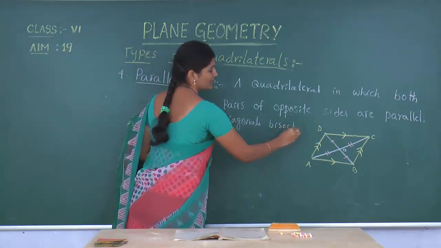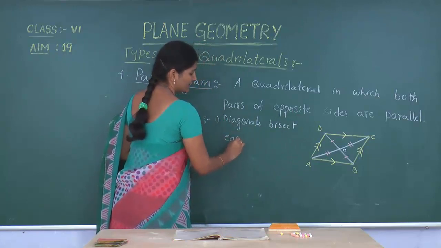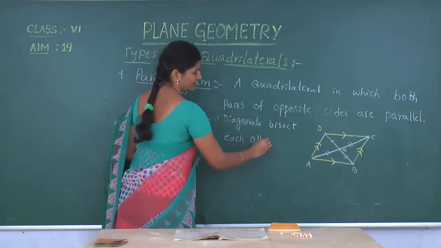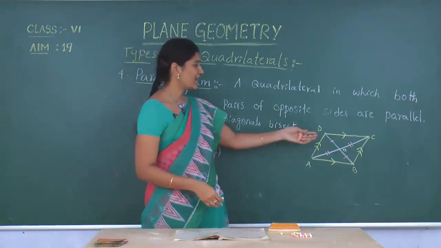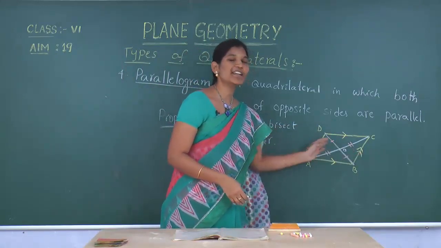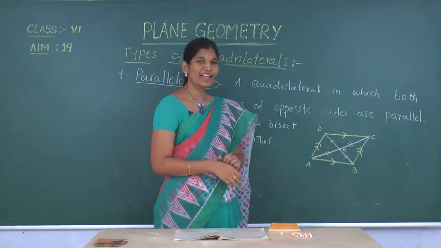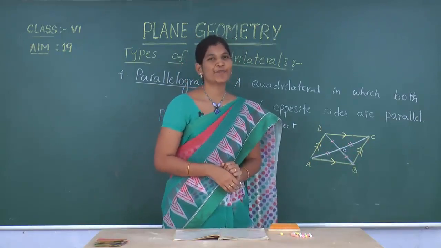bisect each other, and the second one is parallelogram opposite sides are equal. Similarly, opposite angles are also equal.